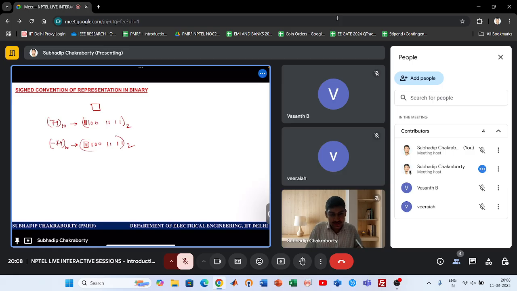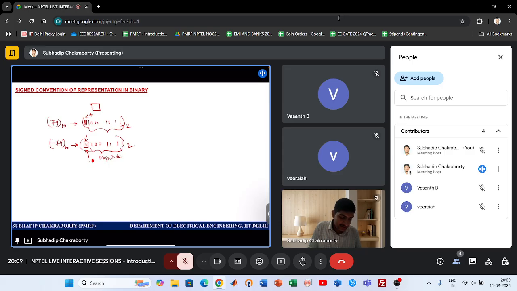We choose the highest bit as the sign bit. If it sees 0, it indicates plus. It is not a mathematical operation, it is a simple representation. And if it sees 1, in the signed convention representation, it indicates just a minus sign. No value or no strength. Strength comes from here, or the magnitude, however you tell.